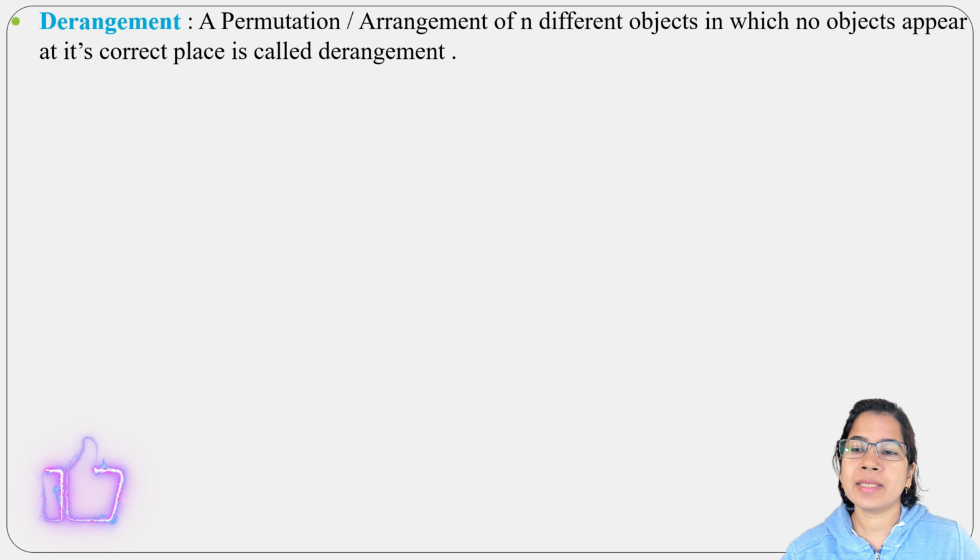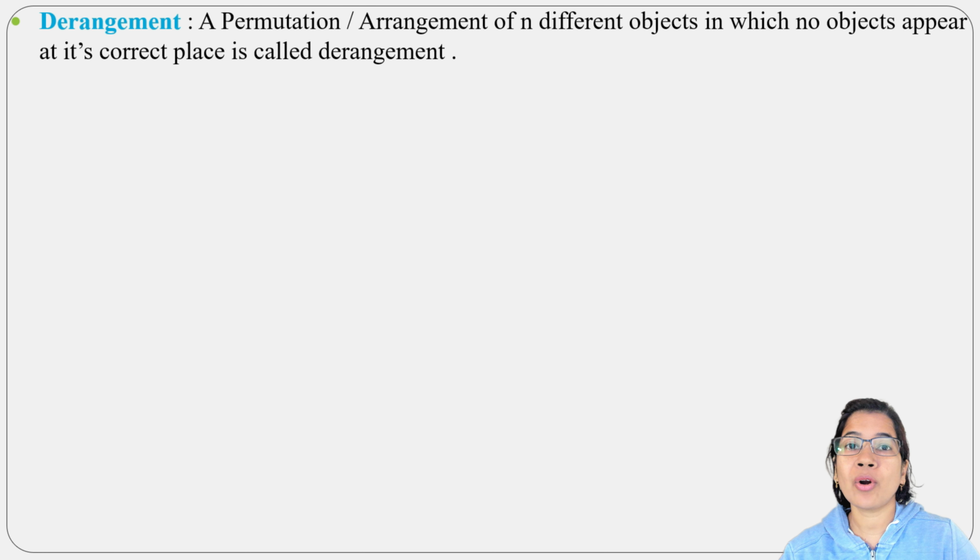In combinatorics, next I will discuss derangement. What is derangement? How can we arrange or permute so that every object will not be in its place? That's called a derangement. A permutation or arrangement of n different objects in which no object appears in its correct place is called a derangement. In permutation we are arranging. In derangement every element will not be in its proper place.